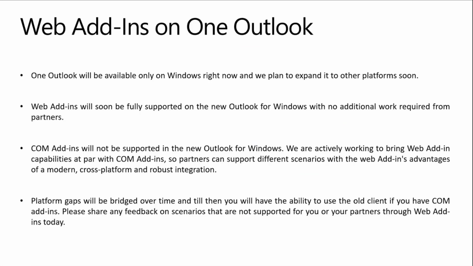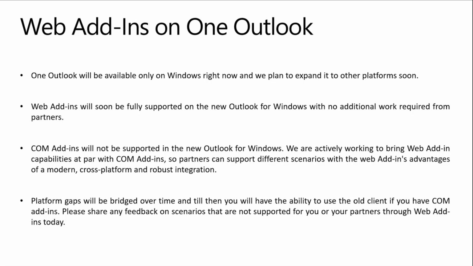So firstly, One Outlook will be available only on Windows right now. For the first phase, users will have an option to toggle on and off from the current Outlook. And hence, we will have the current and new Outlook for Windows running in parallel so that we can capture the user feedback. Now, coming to how this is going to impact add-ins, web add-ins will soon be fully supported on the new Outlook for Windows with no additional work required from partners. However, COM add-ins will not be supported.